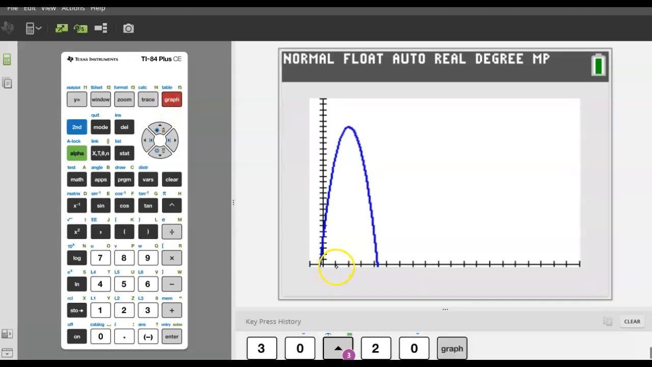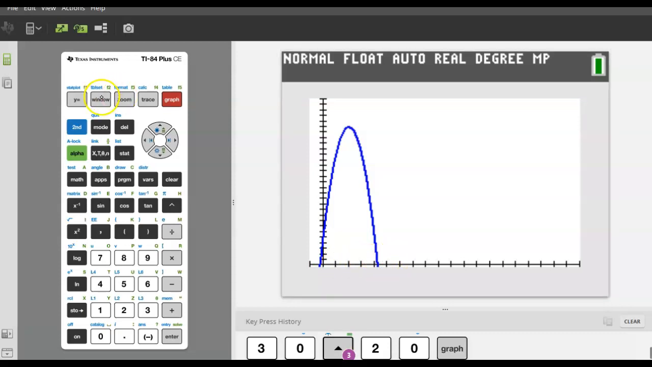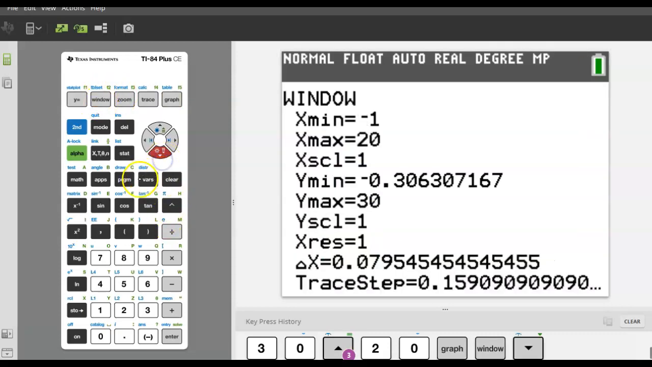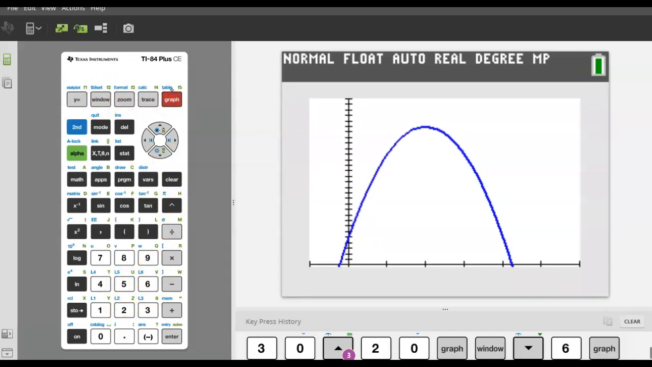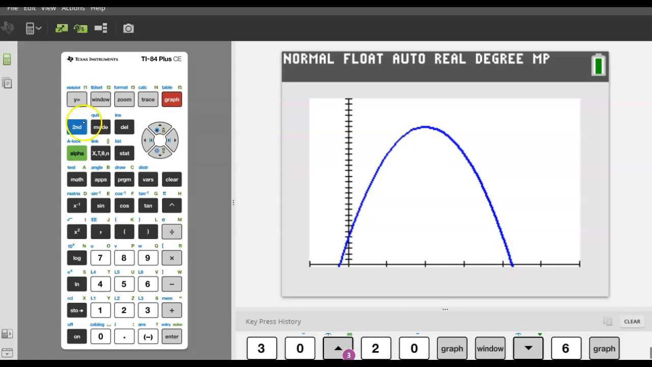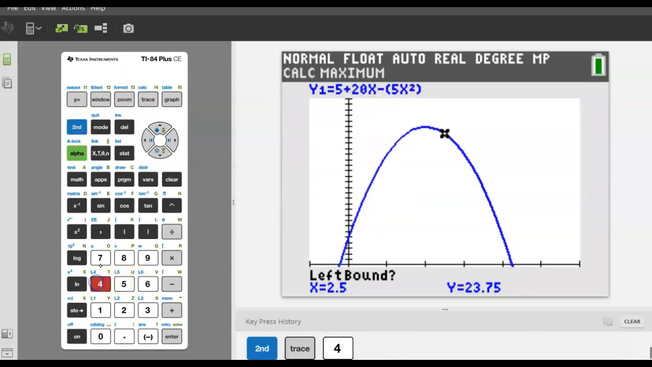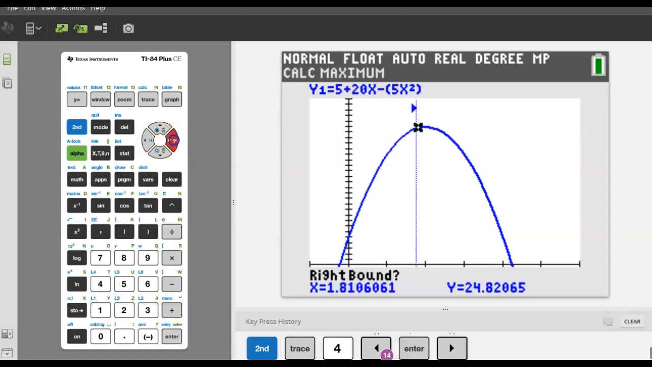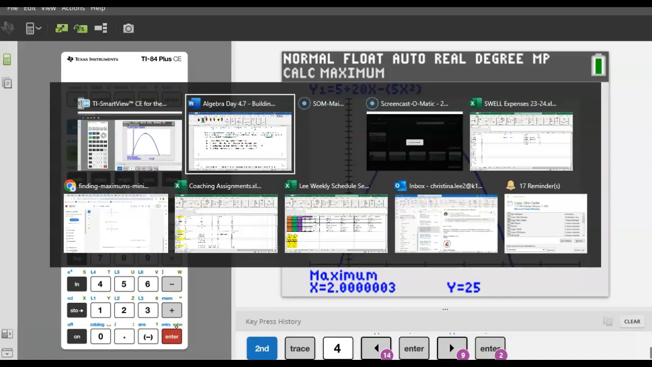So notice that our x values are going to 1, 2, 3, 4.5. So I can actually go ahead and make this window even smaller. Let's do 6. And then I can get a nice, better picture of my graph there now. Okay. So what about when does the marshmallow reach its maximum height? So here we're going to do second calc. We're going to look for our maximum. I want to go to the left of my curve here, enter, and to the right of my curve here, enter. And I get a maximum of 2. At 2 seconds, it is 25.